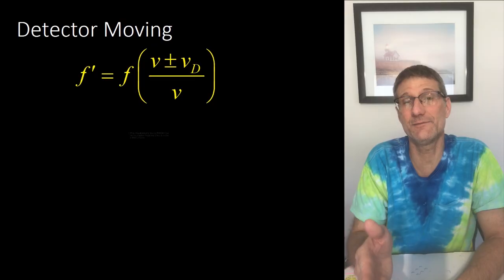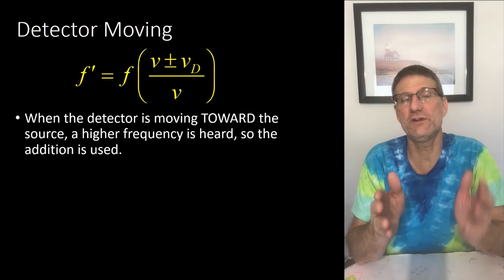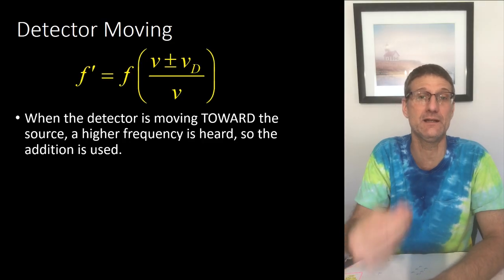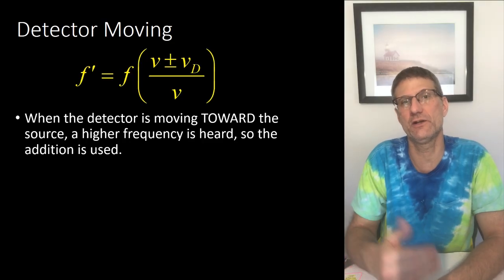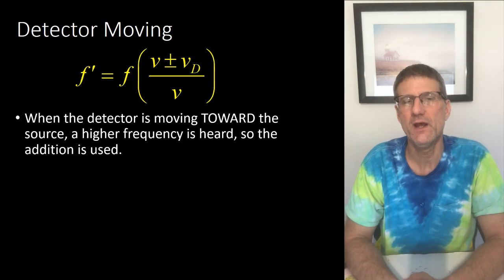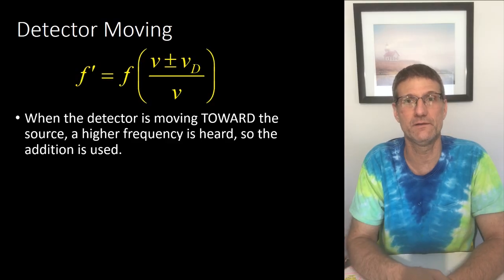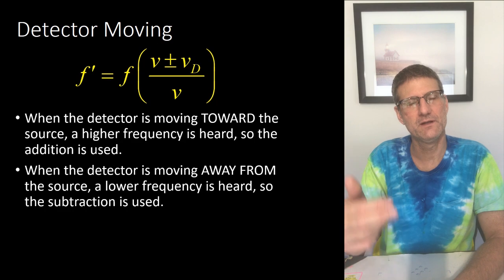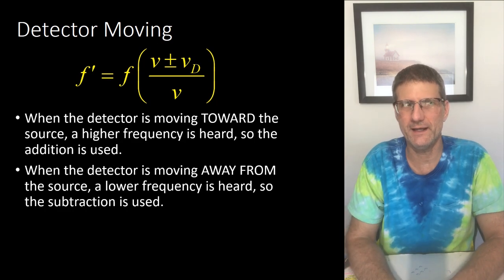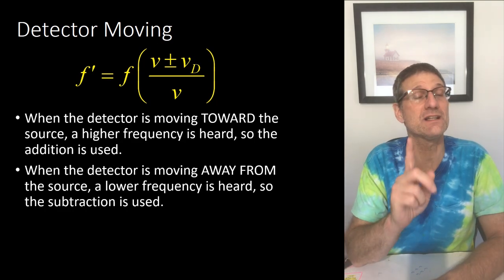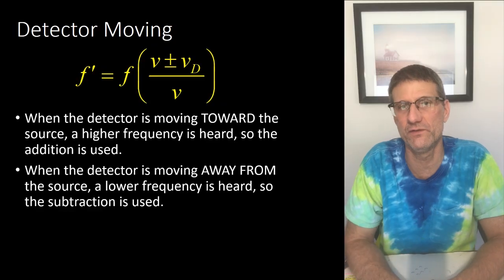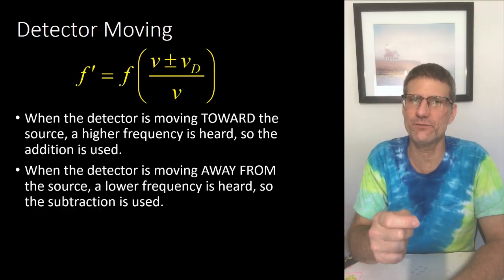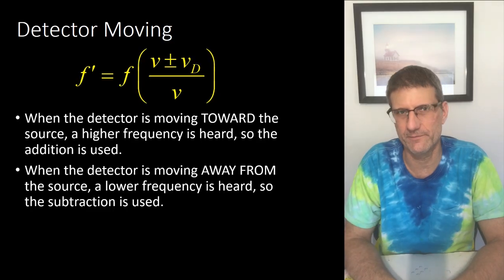So we saw in the demonstration that, again, moving toward, you hear still a higher frequency. So in this case, we need to use the addition function so that we get a numerator greater than a denominator. When moving away, you hear a lower frequency, so we have to use the subtraction side. So notice it flipped from the source equation. But that's okay. Notice it still shows that the top sign gets used for moving toward. So we get the same effect, but for a different reason, and thus the equation looks a little bit different.